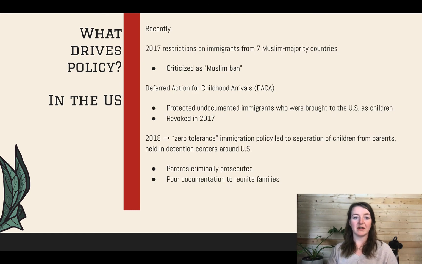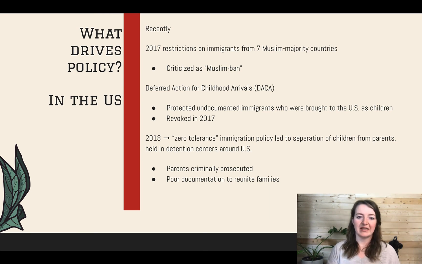Very recently, so 2017 on, we've seen quite a significant change in a lot of things with immigration. So in 2017, we have restrictions put on immigrants from 7 Muslim majority countries. The idea is that these are meant to limit terrorist immigration, but this is largely criticized as a Muslim ban.